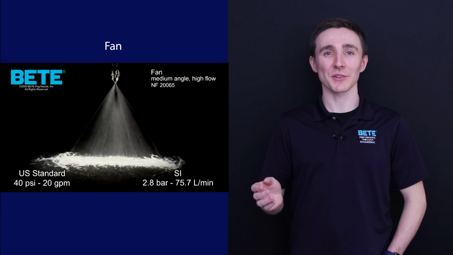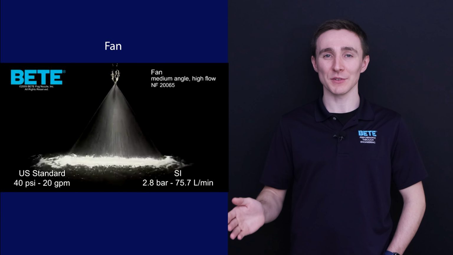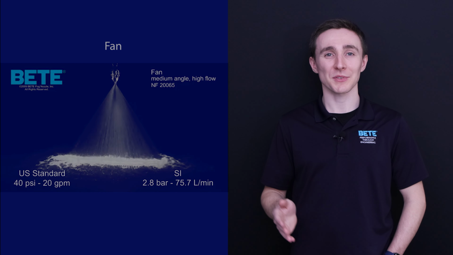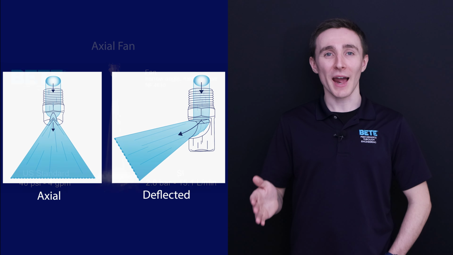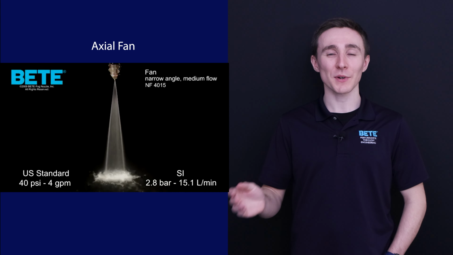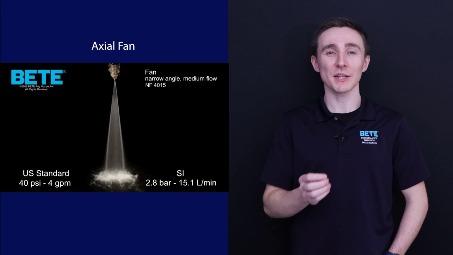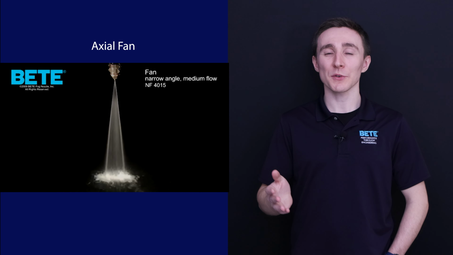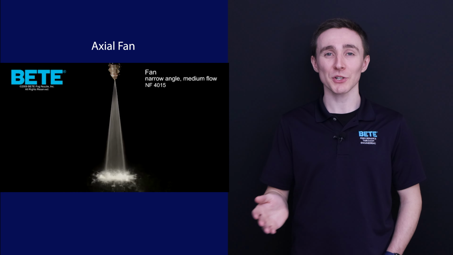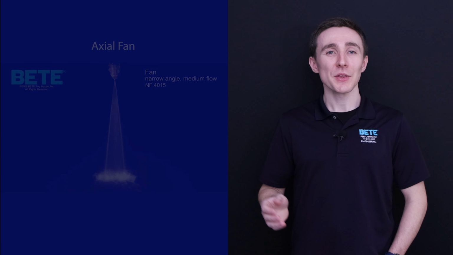Fan spray patterns are designed for effective impact and even distribution. There are 2 types, axial and deflected. Axial-style nozzles disperse liquid directly through the orifice, where the spray widens as it moves outward, creating a uniform distribution. These are perfect for applications like conveyor belt washing, coating, or wetting.